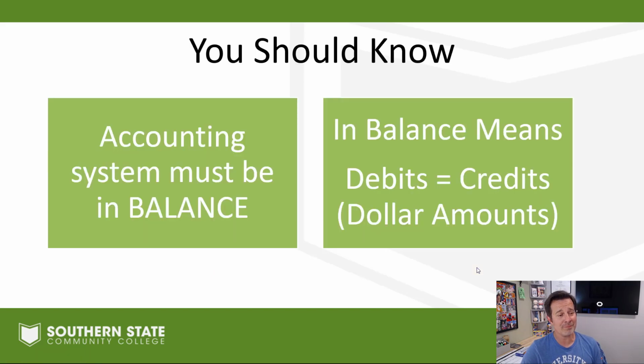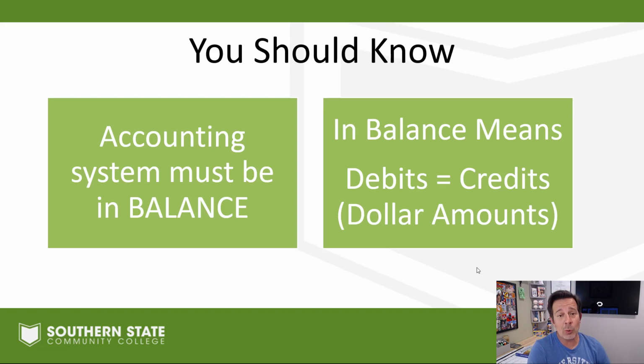So what you need to know, our accounting system should always be in balance. We talked about it in the context of the accounting equation. Assets equal liabilities plus equity. But we can also look at it from the standpoint of debits and credits. Because we have double entry accounting going on, we should always be in a position where all of our debits are equal to all of our credits in dollar amount. So that's what we mean by in balance. We're not only talking about the accounting equation, we're also talking about all the debits and all the credits.